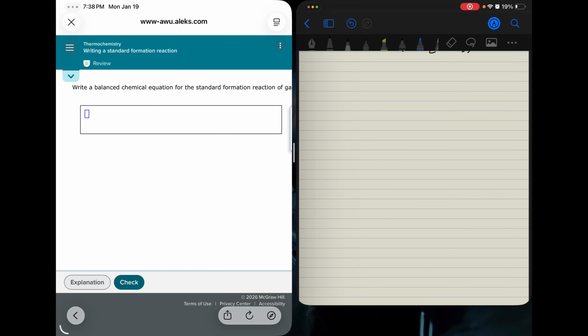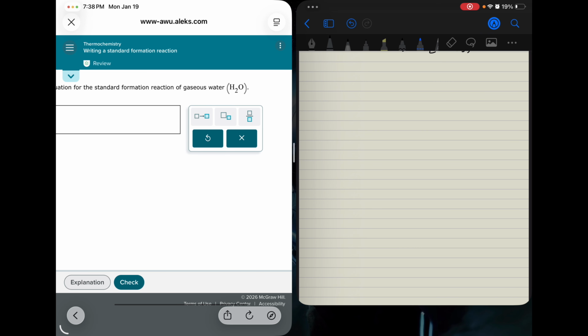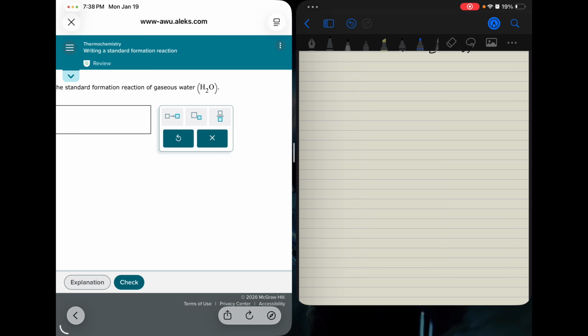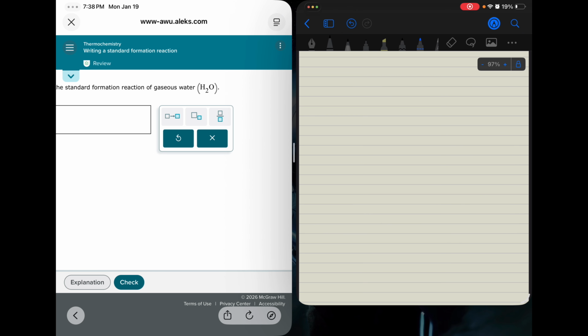So today I'm going to be doing this problem, which says, write a balanced chemical equation for the standard formation reaction of gaseous water. All right, so first thing we're going to do is break down the water. So H2 plus O2, and it's going to give us gaseous water. So the first thing we're going to do for this problem is balance.